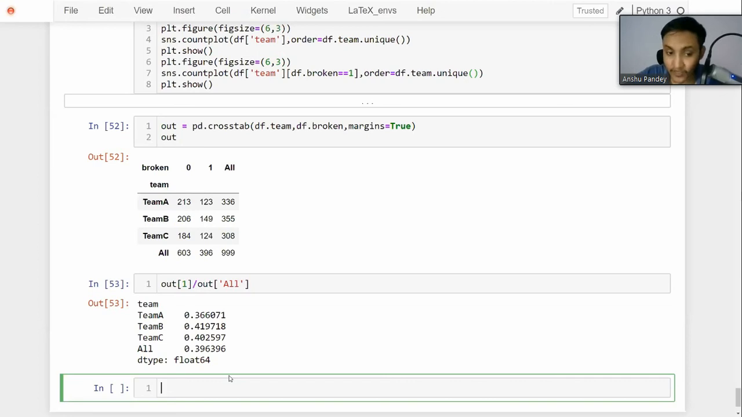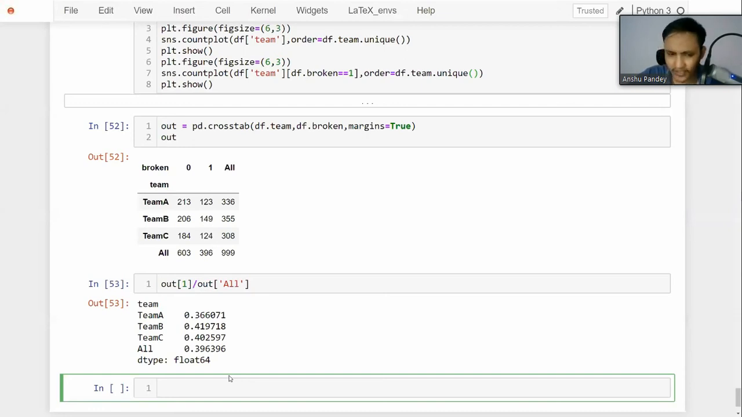That means the way team A is managing the machines is a little better compared to the kind of care team B and team C take, but there's no huge difference. The overall damage rate is 39%. Team A's damage rate is 36%, which is lesser than the overall average, but team B and team C have values higher than the overall average.